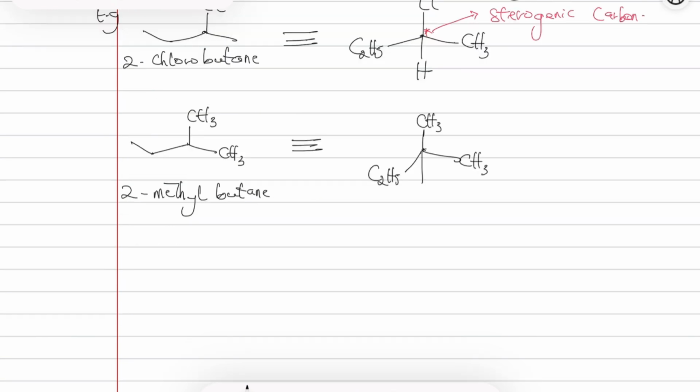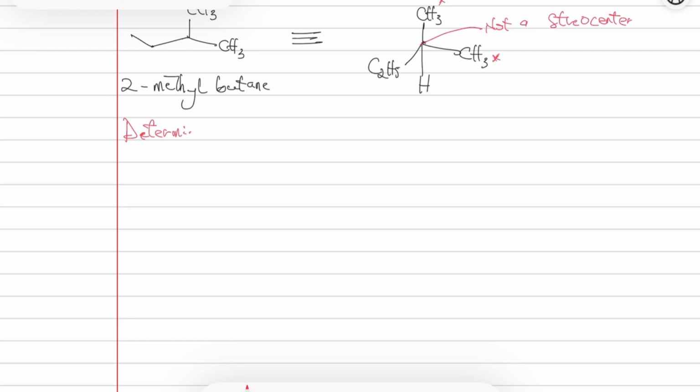Let us consider another example, 2-methylbutane. If you analyze the structure of 2-methylbutane, you notice that 2 groups are identical. That is, the 2 methyl groups are identical. Because you have 2 groups that are identical, this compound is not regarded as a stereogenic center, because all the 4 substituents are not different. The 2 methyl groups are identical.